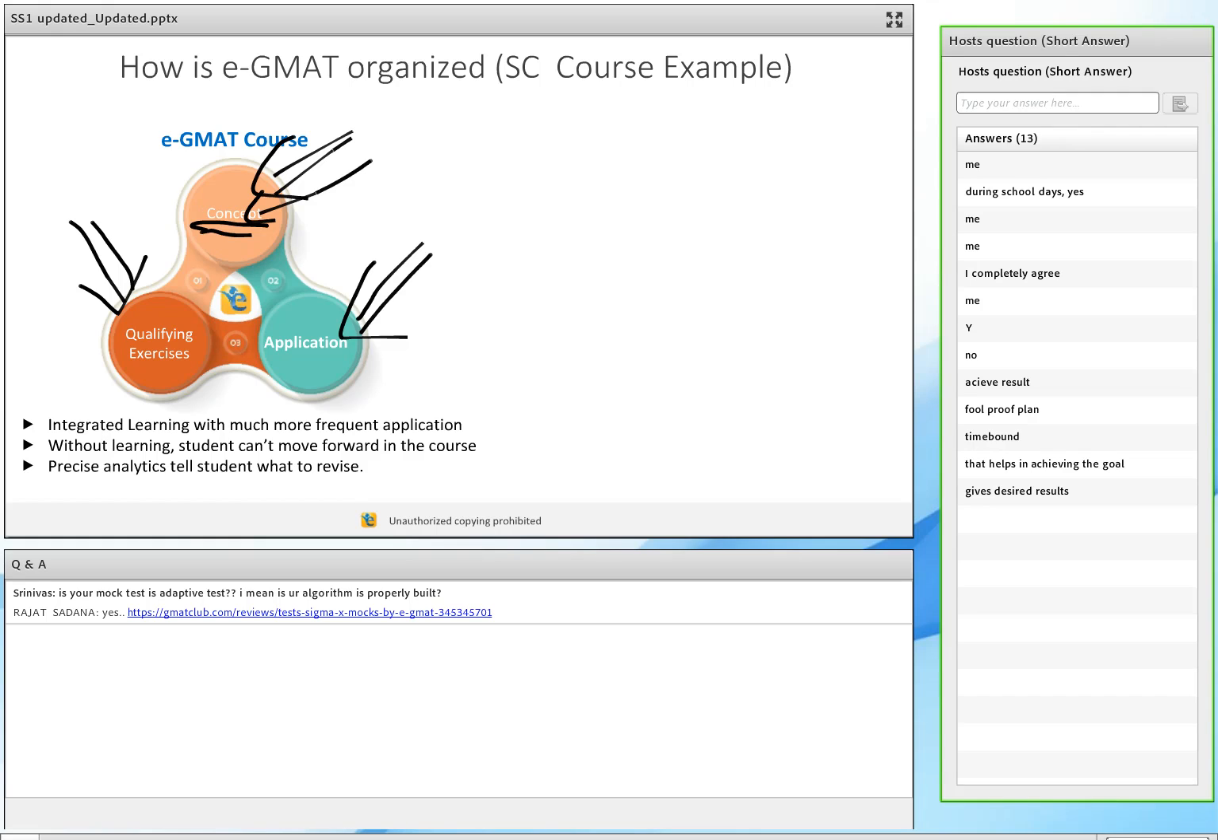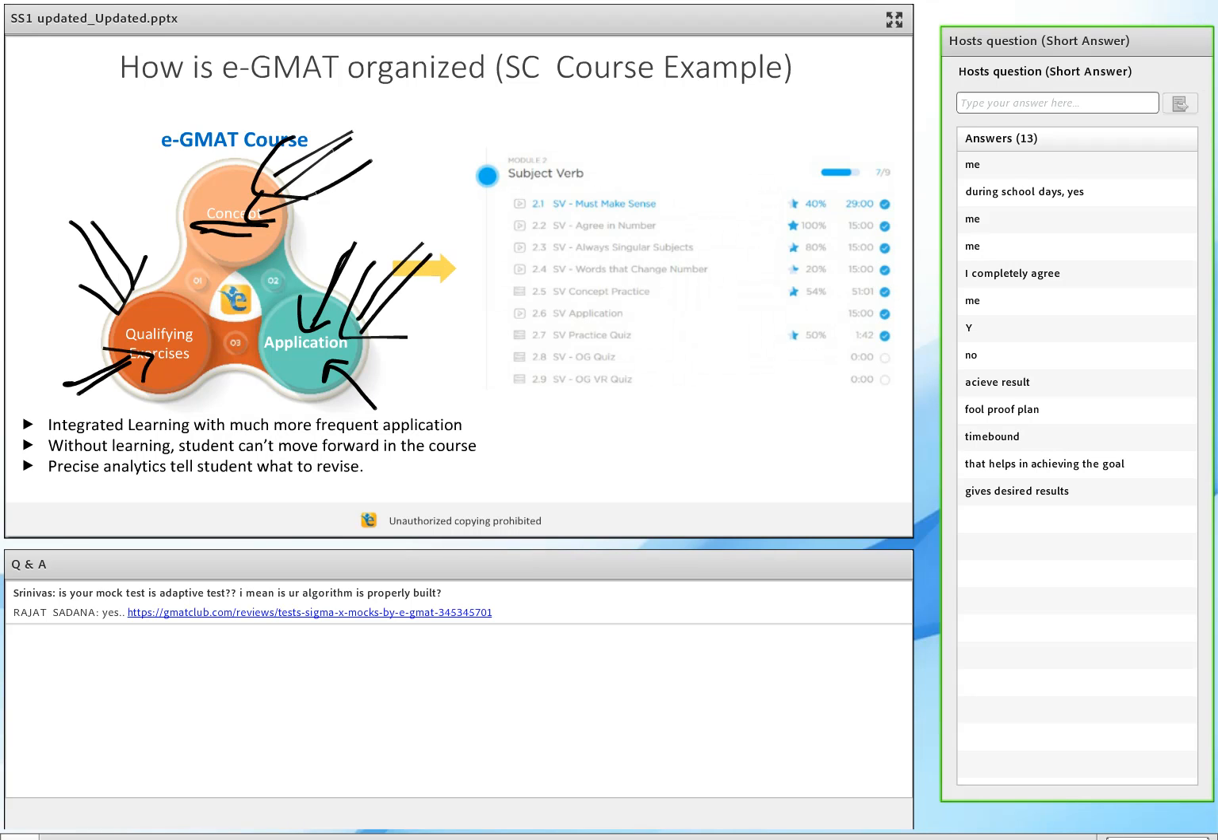You get feedback on that. You learn application of those concepts right then and there. You get feedback on that. And then you have these qualifying exercises, which are progressive in nature, which tell you how well you are learning. And what you see over here is an example of a subject verb module, and we saw how this feedback is implemented over here.